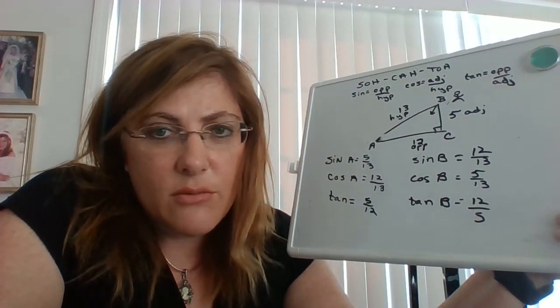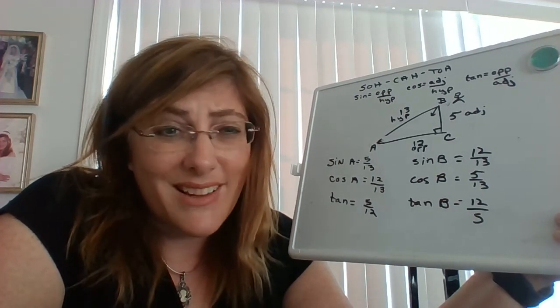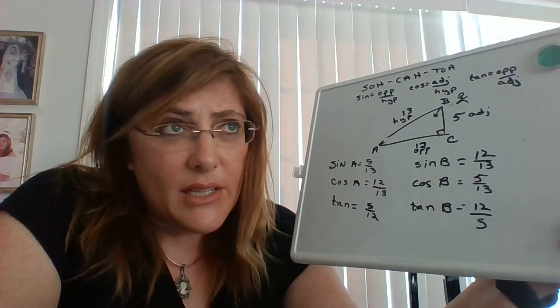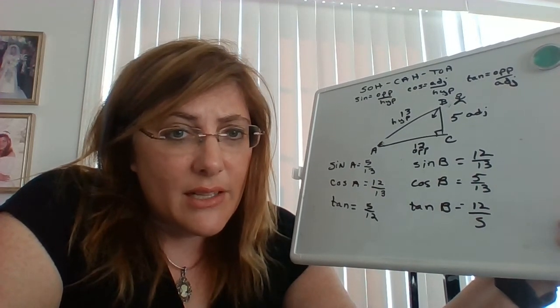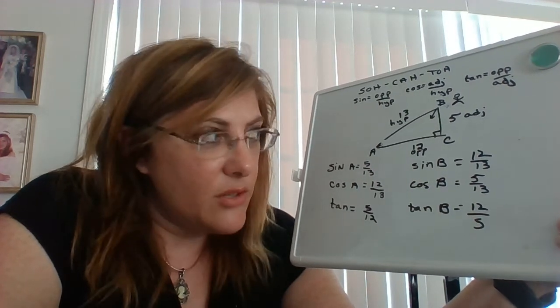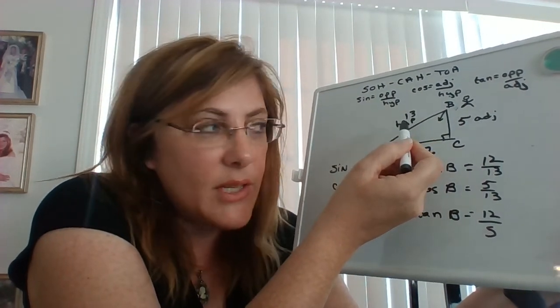I'm wondering if you guys are watching the videos. I'm giving you Khan Academy videos. I'm giving you these videos. But many of you are still getting the basic labeling incorrect. We got to make sure we understand hypotenuse directly across from the 90-degree angle.